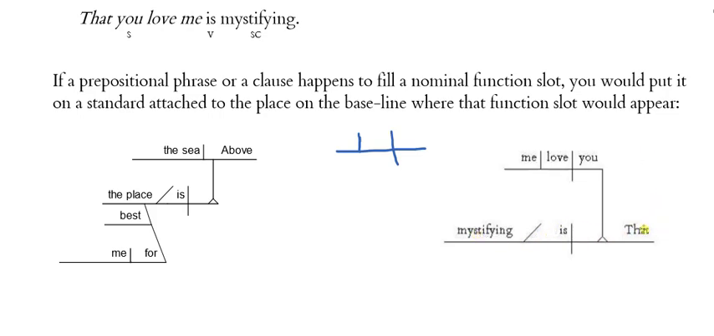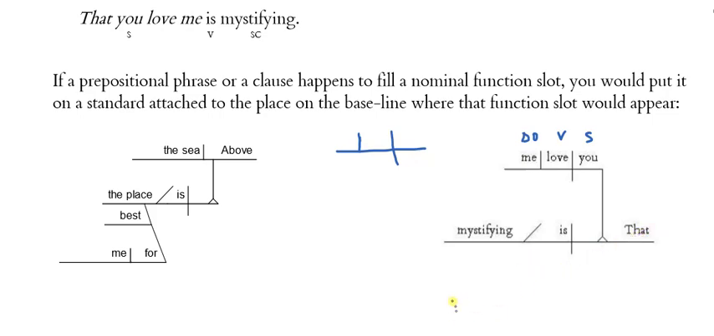So the word that here is just introducing the clause as a dependent clause that is functioning here as a noun, as a subject in this case. And then notice that as I raise it on the standard, the whole clause has its own sentence structure, which is a subject, verb, direct object, right? So you love me is a state of affairs that is mystifying. I cannot put that you love me all on this line.